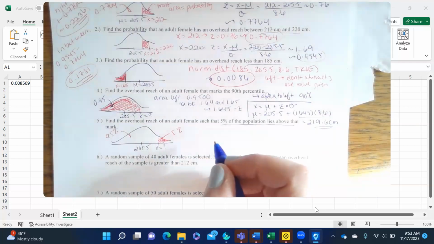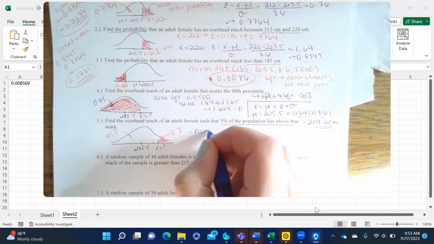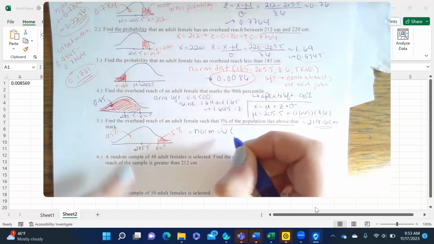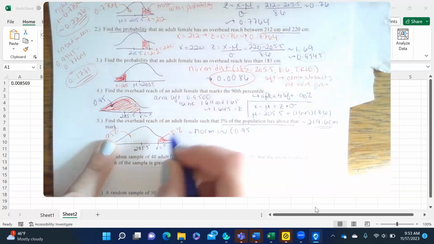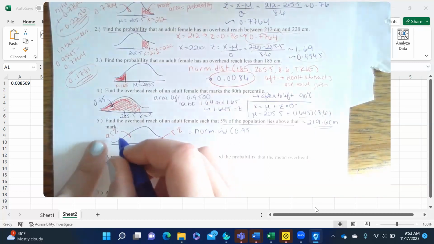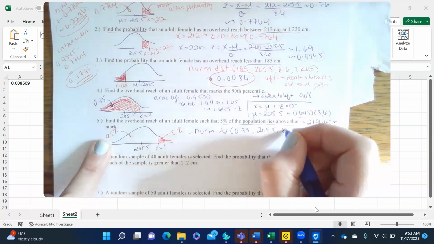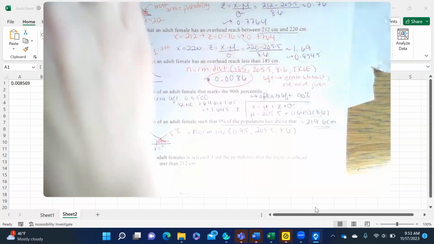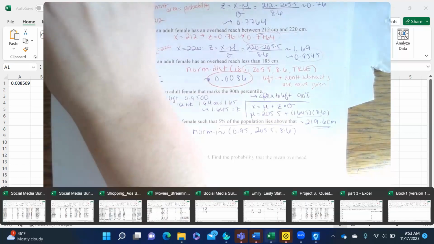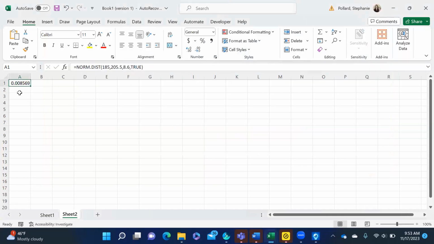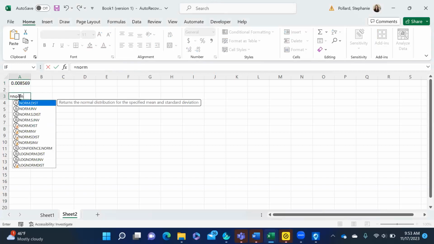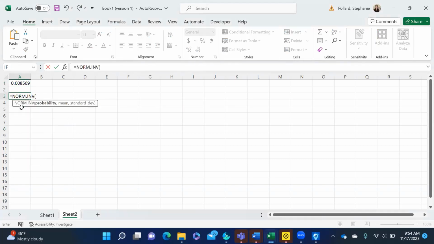I'm going to do this in Excel, and for Excel, we're going to use norm.inverse. You always give the area to the left, so you don't give the 5%, you give whatever's on the left side. The left side is 0.95. I give it the mean and then the standard deviation. So let's go to Excel. I'm going to use norm inverse here. My area to the left is 0.95, my mean is 205.5, and then my standard deviation is 8.6.